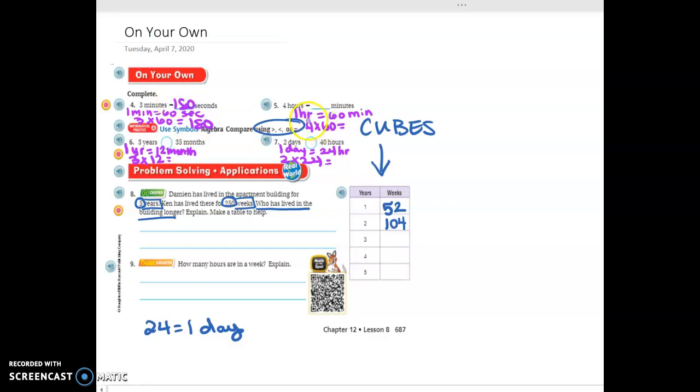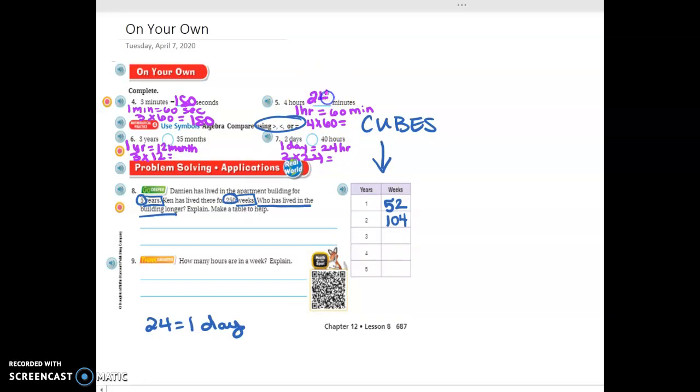Same here. 1 hour equals 60 minutes, but we know we have 4 sets of 60 minutes. So that gives us 240 minutes. 1 year equals 12 months, but we have 3 sets of 12 months. 3 times 12 is 36. So we know that 36 is greater than 35 months.